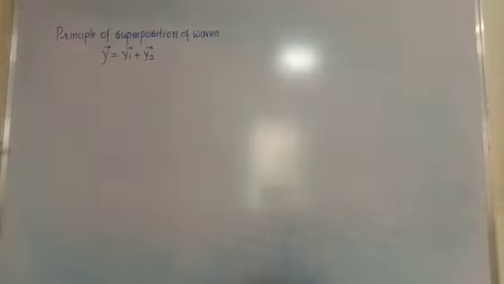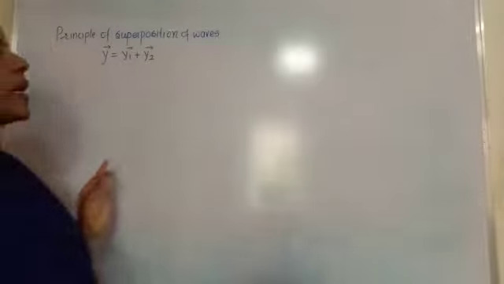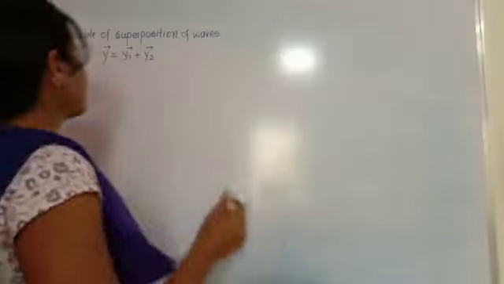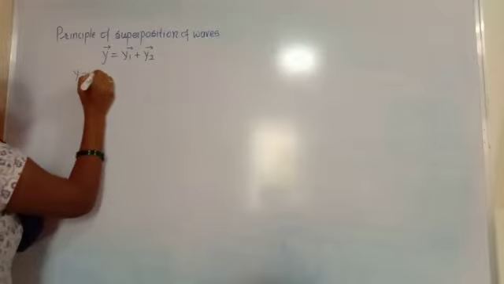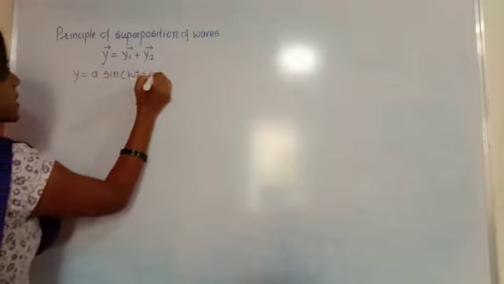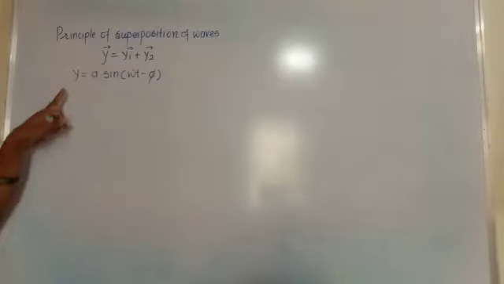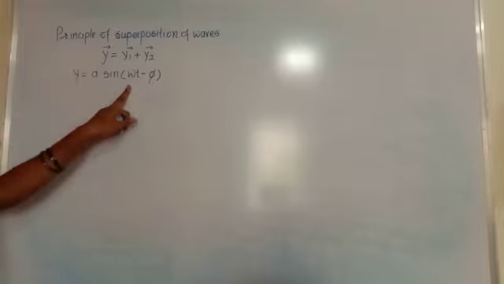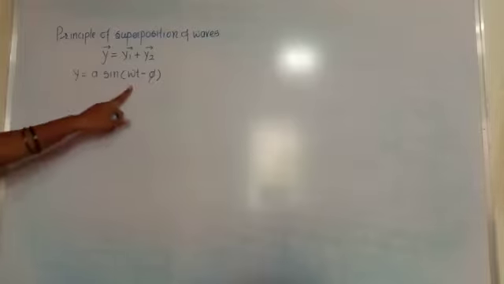So we have to discuss this principle of superposition of waves descriptively. We know that a light wave traveling along the x-axis is represented by the equation y is equal to a sin(omega t minus phi). This is the equation of the wave. Here y is the instantaneous value of the displacement of the transverse light wave along the y-axis, in the direction perpendicular to the direction of propagation.